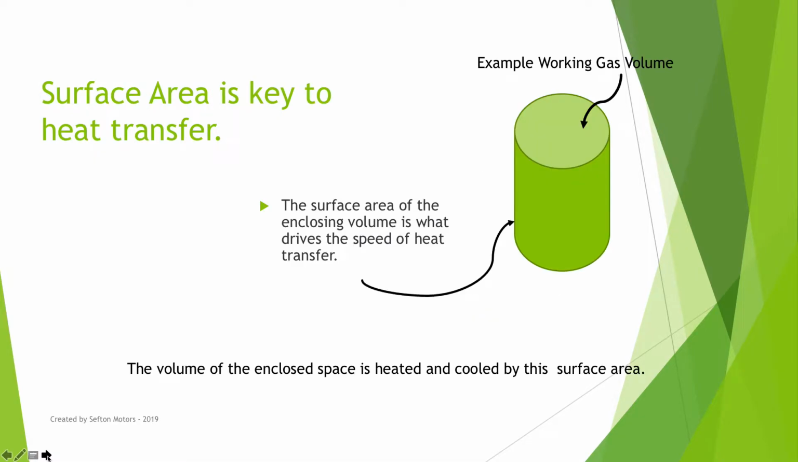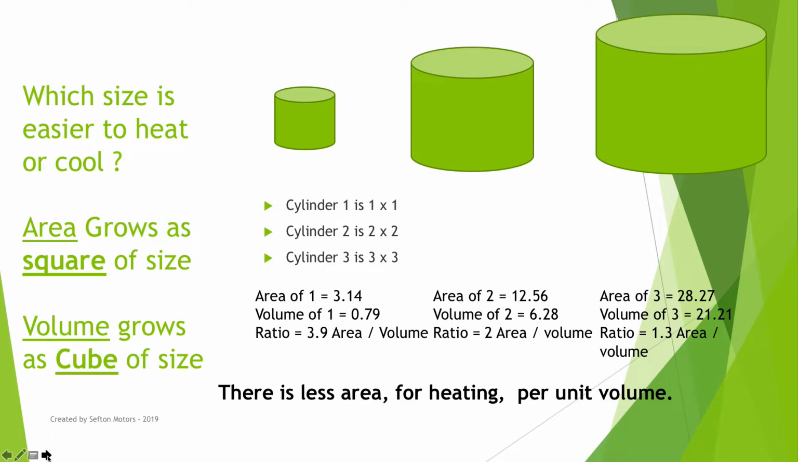If I look at how that happens on most Stirling engines, I have a cylinder, and inside that is a working gas, could be air or something else, and then the surface area of the cylinder which surrounds that volume. The volume of the enclosed space is heated and cooled by this surface area. So surface area is the key to the heat transfer.